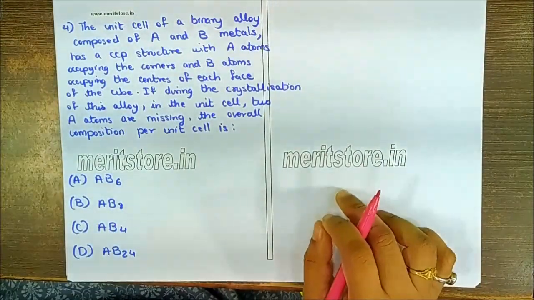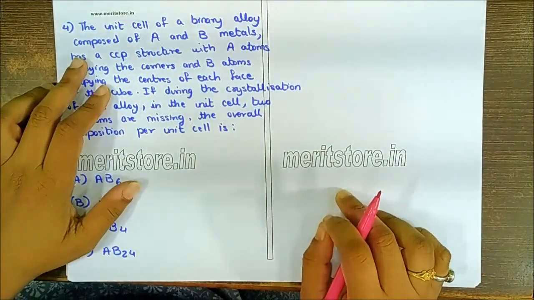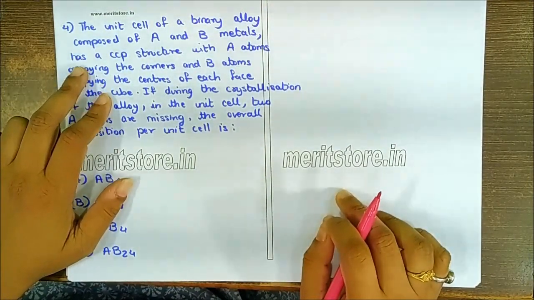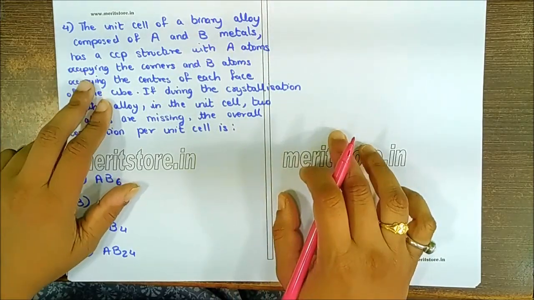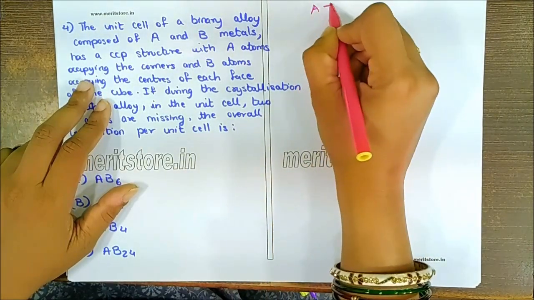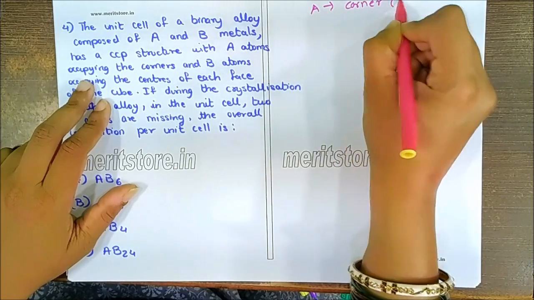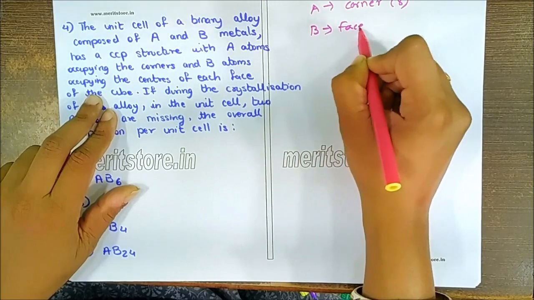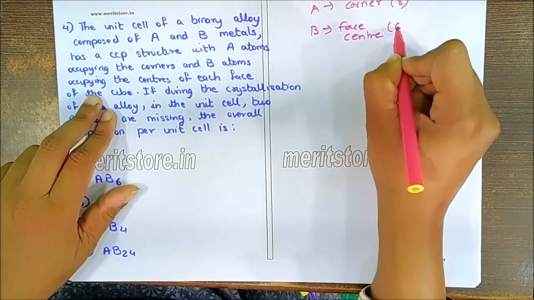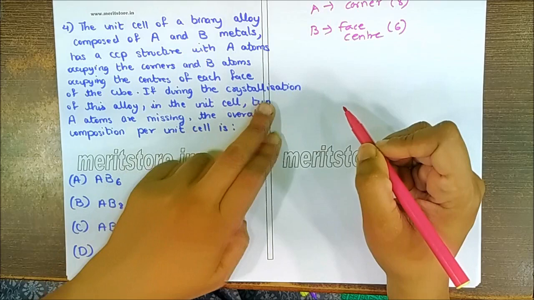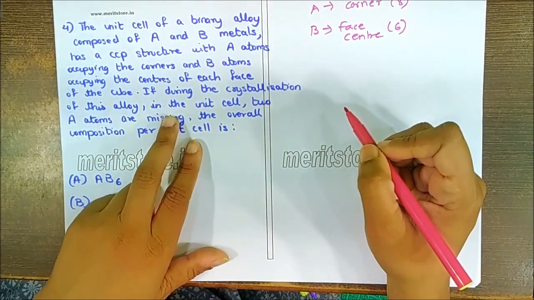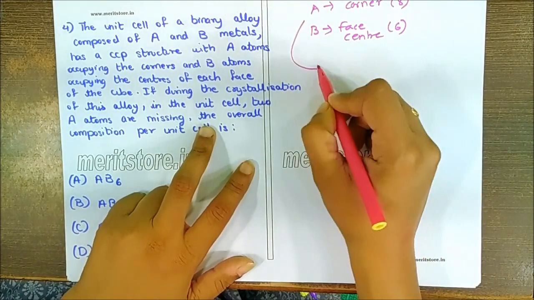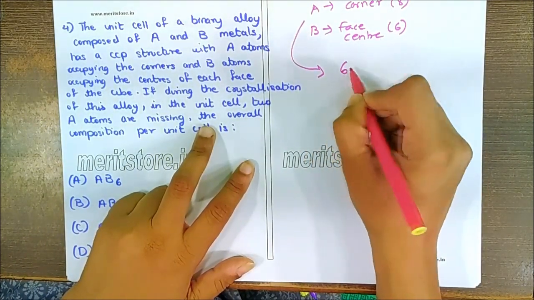Question number 4 is, the unit cell of the binary alloy composed of A and B metals has a CCP structure with the A atoms occupying the corners. So A is at the corner and we have a total of 8 corners. B occupies the face center positions and we have a total of 6 face center positions. If during crystallization of this alloy, 2 A atoms are missing in the unit cell, so A out of 8, now 6 are left.